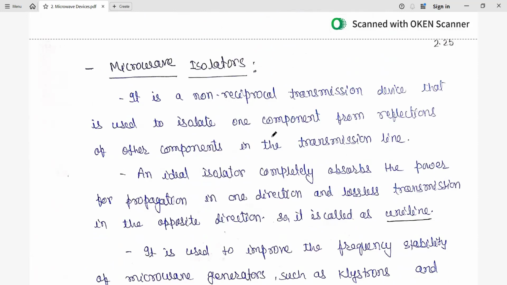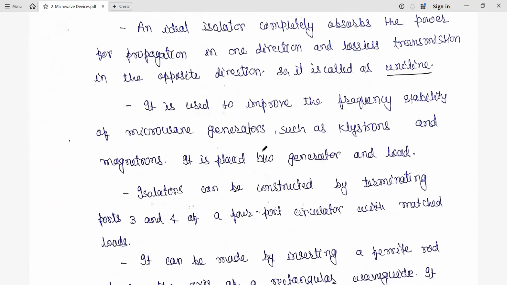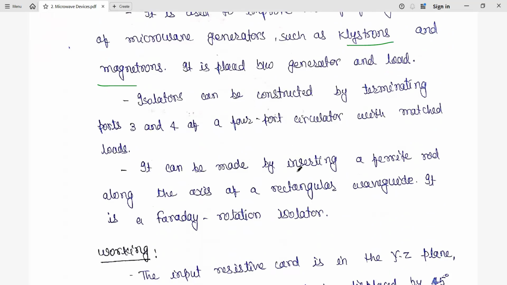In the test bench, it is used to protect the klystron mount or a magnetron. So it is a uniline. Transmission is possible only in one direction, and that is the lossless transmission line. It is protecting microwave generators like klystrons or magnetrons, and it is always placed between generator and loads.